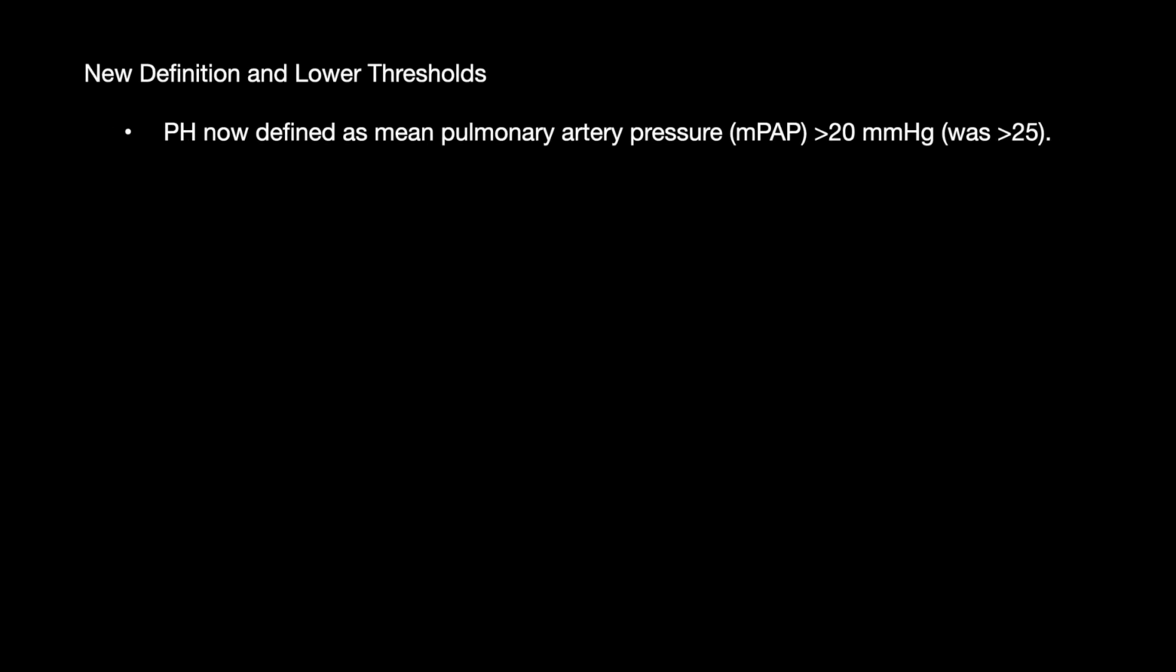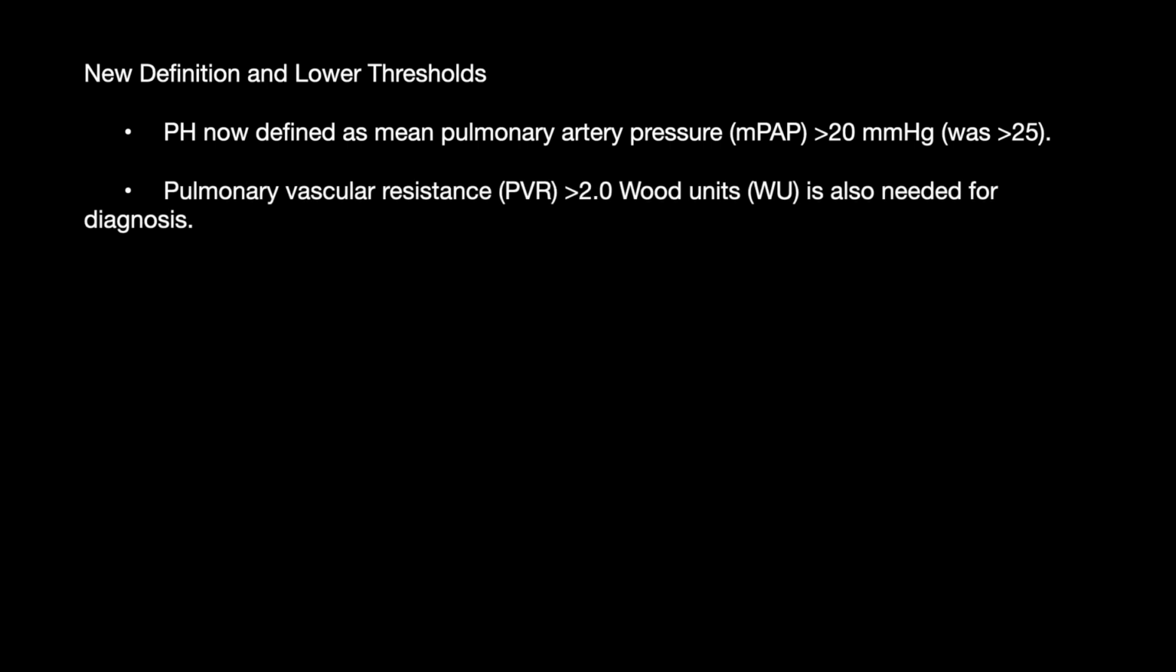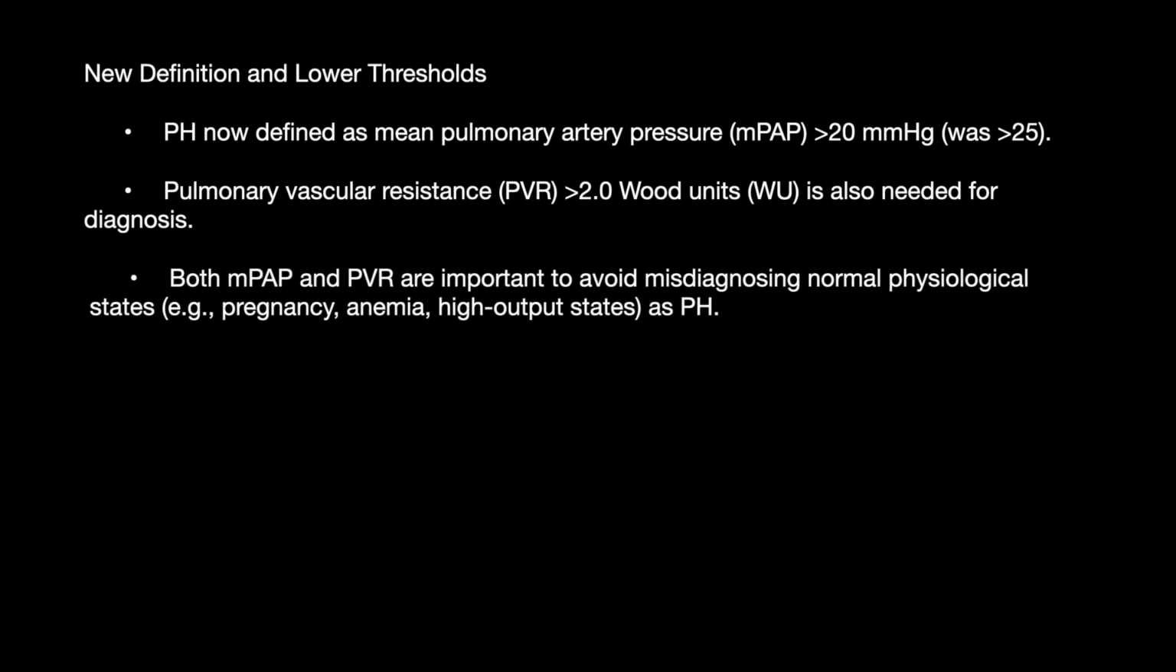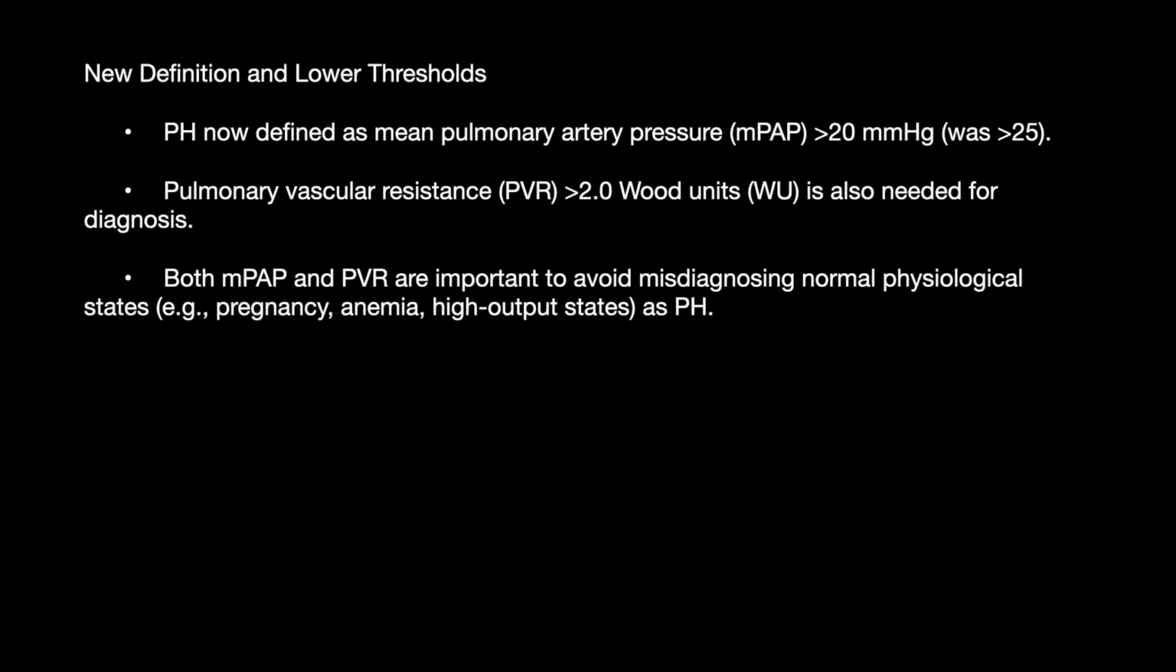New definition and lower threshold. So as we have already discussed, pulmonary hypertension is now defined when the mean pulmonary artery pressure is more than 20. Before it was 25. Pulmonary vascular resistance more than 2 is also needed for the diagnosis. Both mean artery pressure and the pulmonary vascular resistance are important to avoid misdiagnosing normal physiological states like pregnancy, anemia, high output states as pulmonary hypertension.